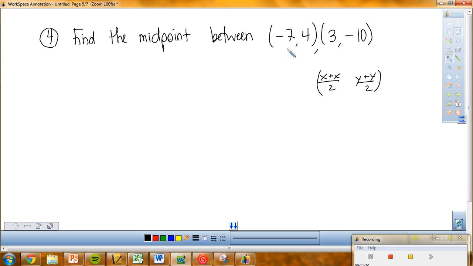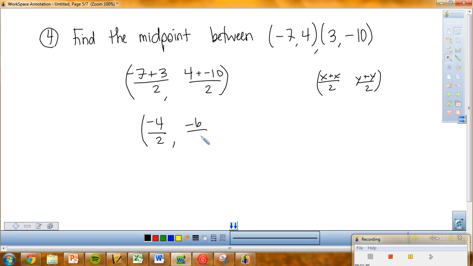So let's find the average of my x's. So -7 plus 3 divided by 2. The average of my y's is going to be 4 plus -10 divided by 2. And I simplify. -7 plus 3 is -4 divided by 2. 4 plus -10 is -6 divided by 2. -4 divided by 2 is -2. -6 divided by 2 is -3, and that is my midpoint.